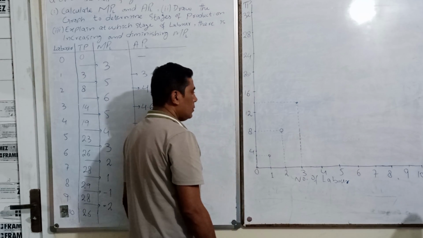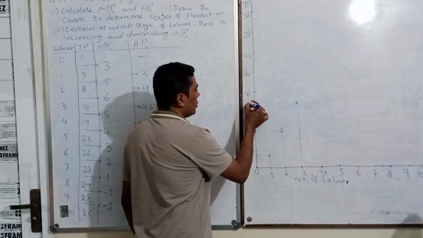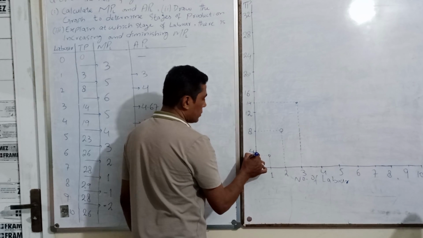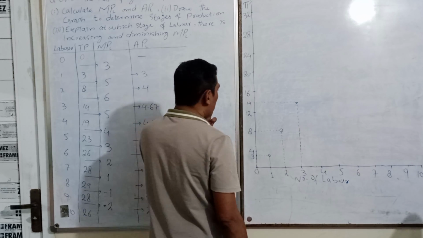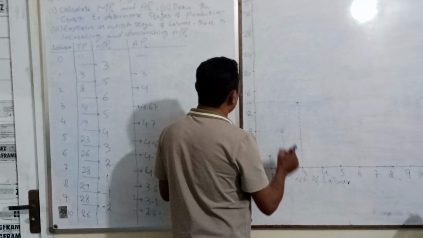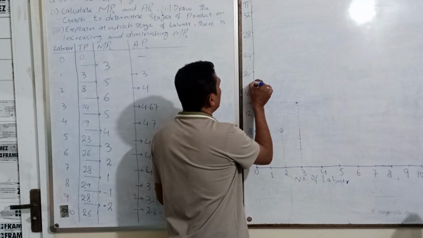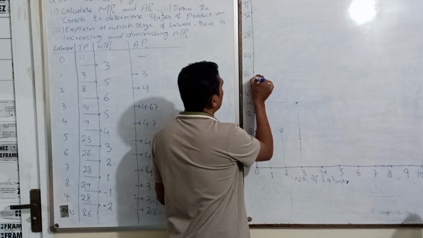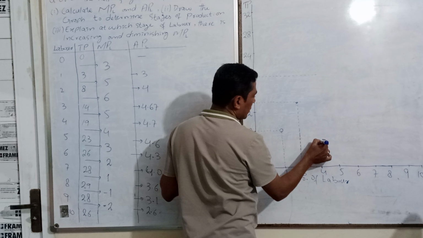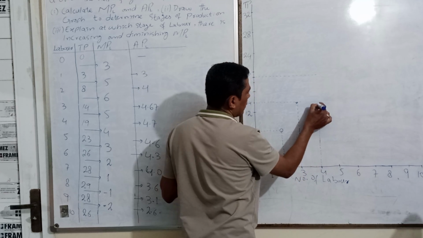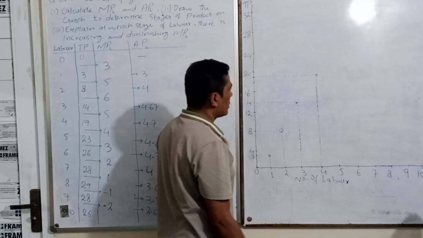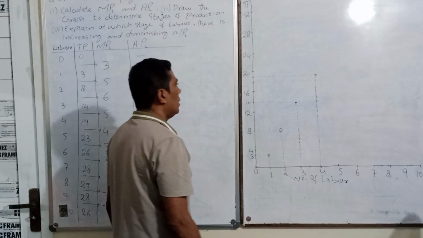Similarly, I'm going to write here, this is 14 for your understanding. This one is 3. Clear? So what next is 19. The fourth unit of labor is 19. So this will be 18 and this one is 19. This one is 19.